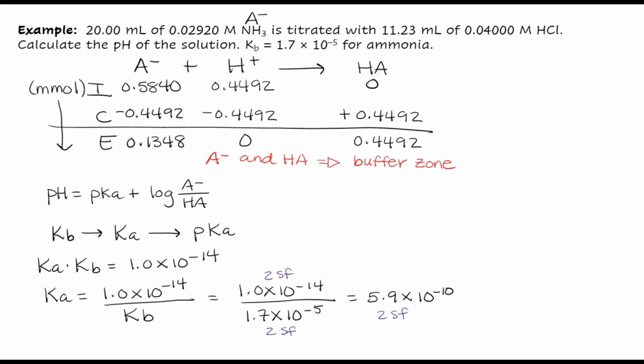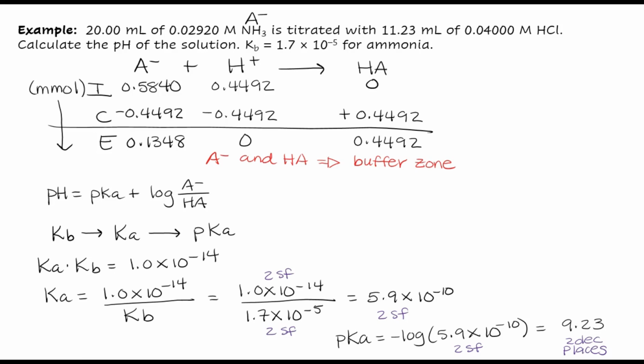To calculate pKa, now we can just take the negative log of that. So pKa equals negative log of 5.9 times 10 to the negative 10. The 2 sig figs in our log term will become 2 decimal places in our result. So taking the negative log of 5.9 times 10 to the negative 10 gives us 9.23 for our pKa.